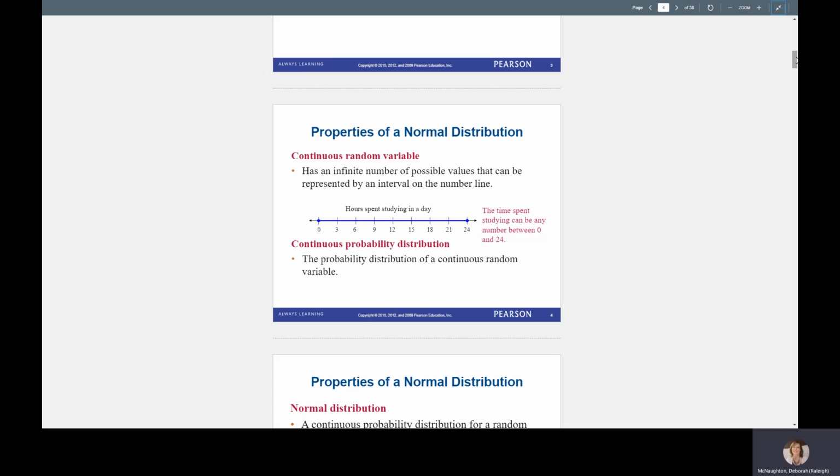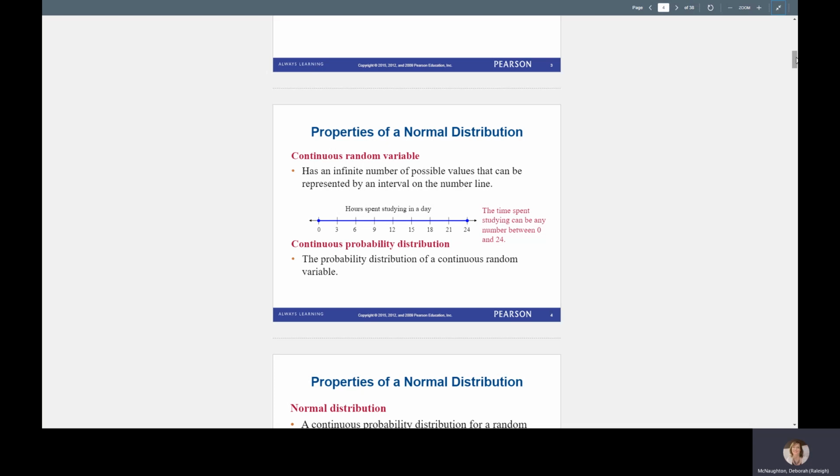Okay. So what's a little different about the normal distribution is this is a continuous random variable, which means that the variable x has an infinite number of possible values, and it can be represented by an interval on a number line. So one example is the hours spent studying a day. So again, weights, time, volumes of things, those are all continuous. Anything that represents those would be a continuous random variable. So the time spent studying can be any number, it can be fractional, any number between 0 and 24.